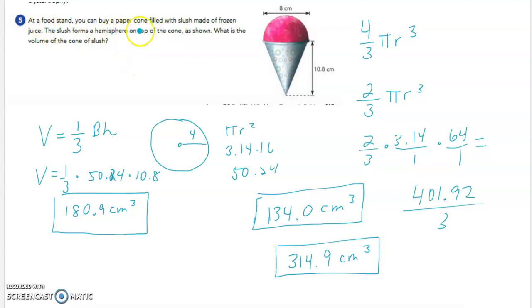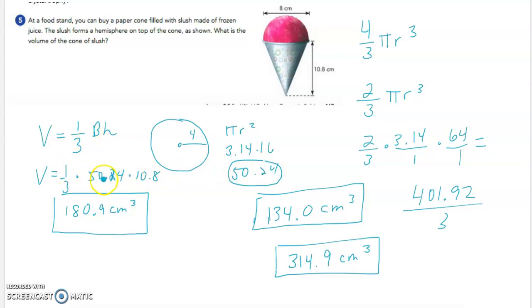Next one, at a food stand, you buy this paper cone filled with slush. What's the volume of the cone of slush? So first things first, let's find the volume of the cone itself. Here's the formula to find the volume of a cone. And remember, this formula is different because it has a capital B in there, and that capital B stands for the area of the base. So the base of this cone is a circle with a radius of 4 inches. If the diameter is 8, the radius is 4. To find the area of a circle, I do pi r squared. So 3.14 times 16, because 4 squared is 16. And I get 50.24.